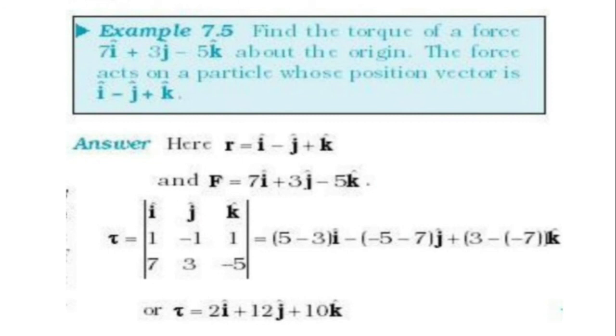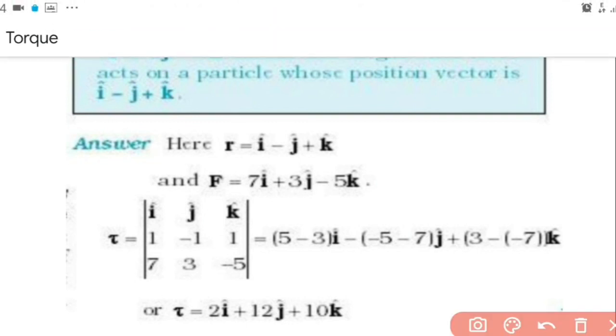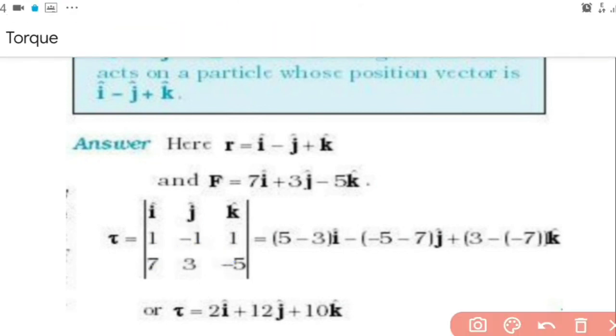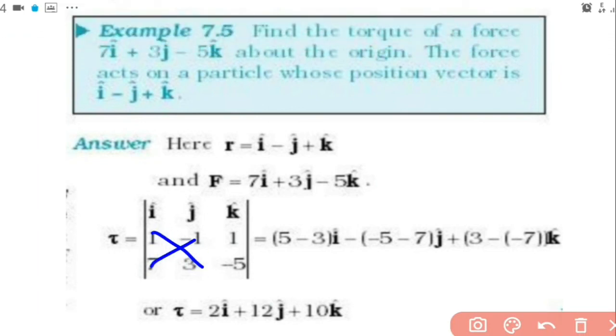Taking the cross product r cross F, we have i cap into 5 minus 3, and plus j cap into 7 minus 5, that is plus 12, and the next term is 3 minus 7. So we have actually 2i plus 12j plus 10k.